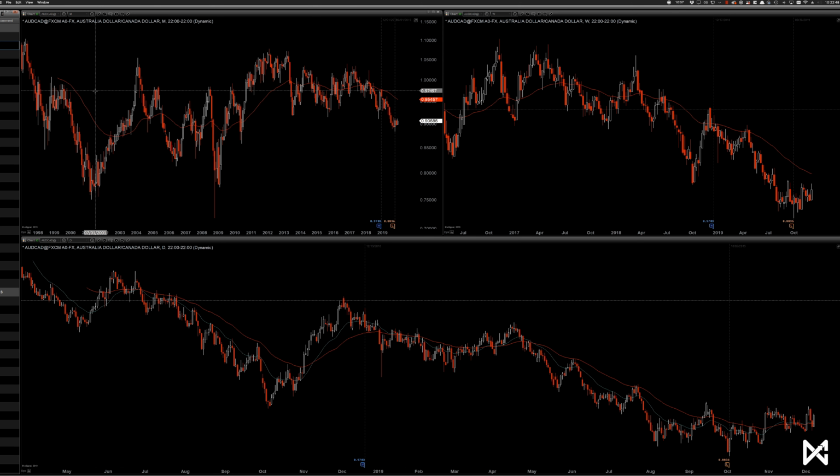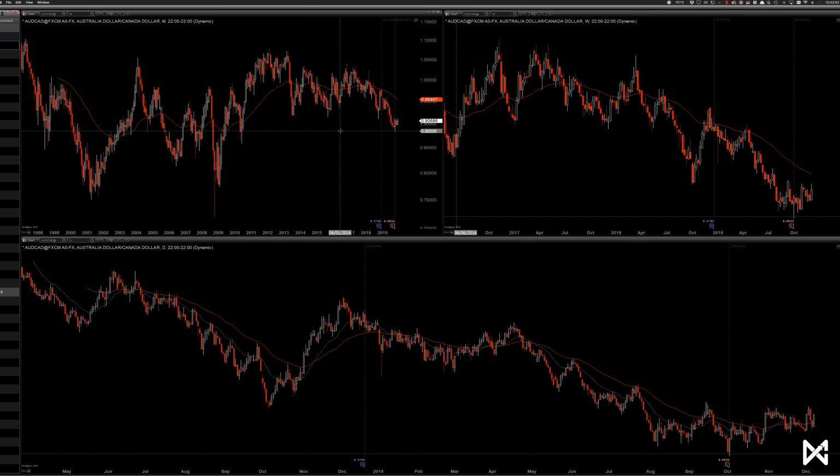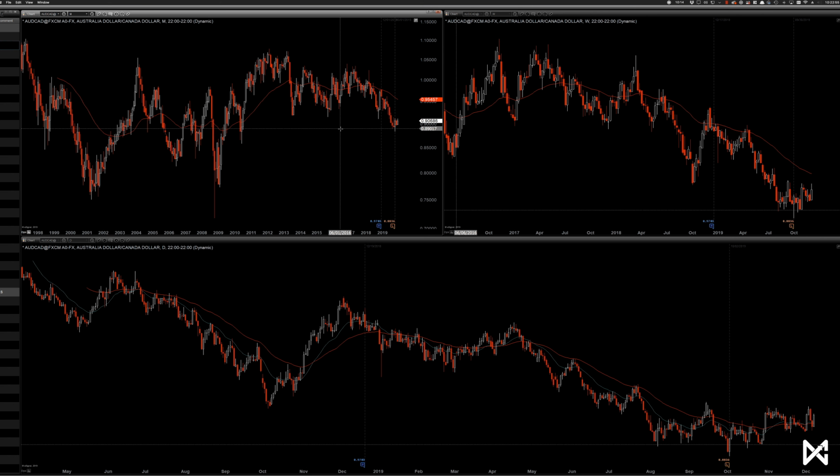So I move on to the next pair, ASICAD as an example. And what do I have here? Same kind of idea, you know? So I look at the monthly chart real quick. I have some decent candlestick formation. I have a little bit of support.